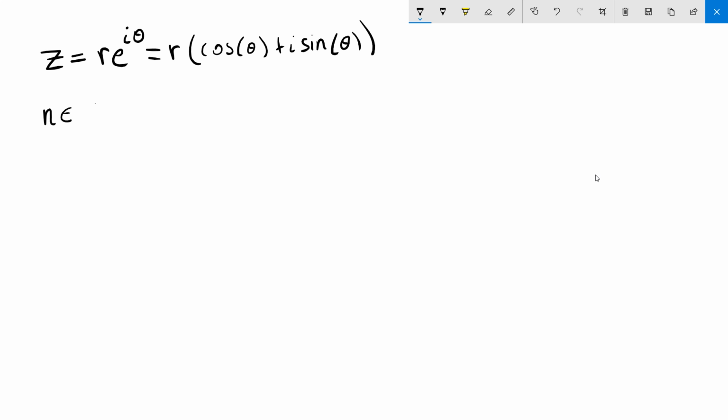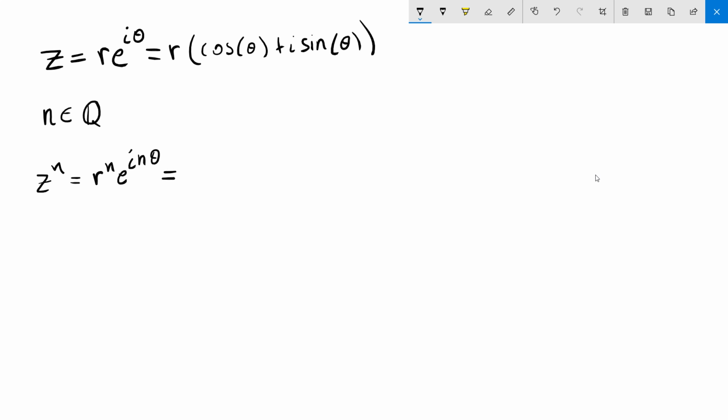Yeah, I think it's any rational number n. In the next video, I'll prove it just for positive integers. So for any rational number n, z to the power of n can be written as r to the power of n, e to the power of i n theta. This one's sort of easy to see. It's just using some basic exponent rules.